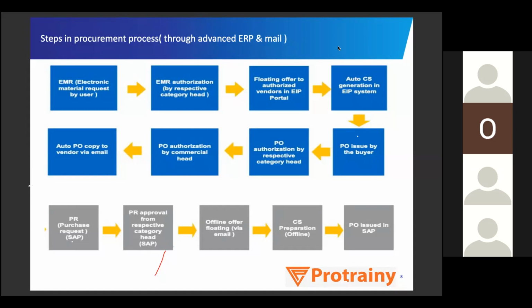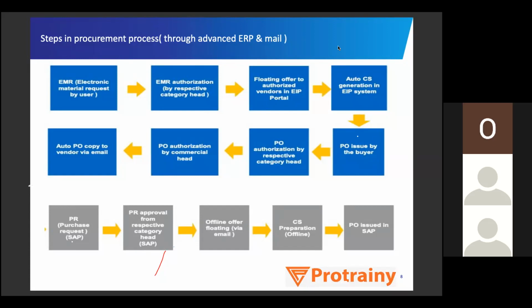He will check, and this EMR will be authorized by the respective category head. If it is related to civil, then the civil functional head will check whether this material is required at our project site or not. After that EMR authorization, the procurement guy will float the offer into the system. All vendors are already in the system through ERP. You have heard a lot about SAP. People generally say to send it in SAP. So SAP is the ERP I am referring to. Then that ERP will also make one automatic comparison: all the vendors are there in the comparison, and whatever prices they have provided will also be in that comparison.